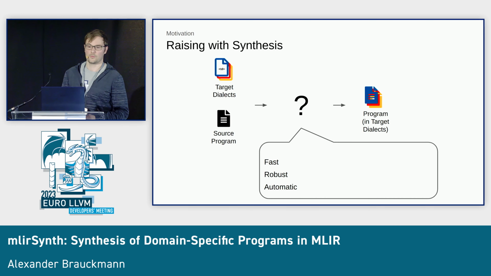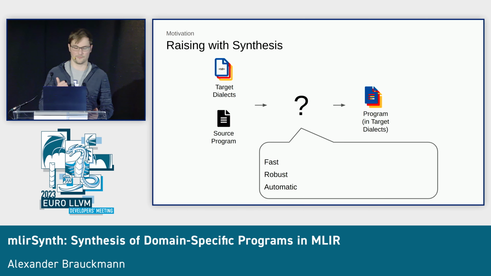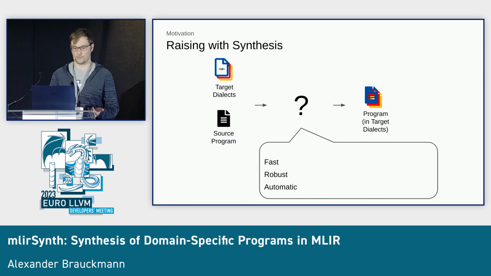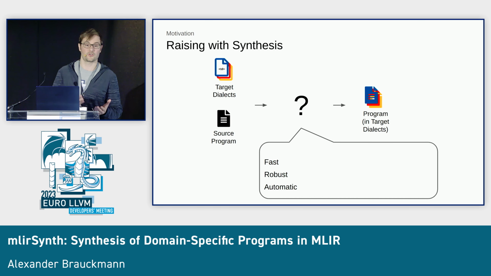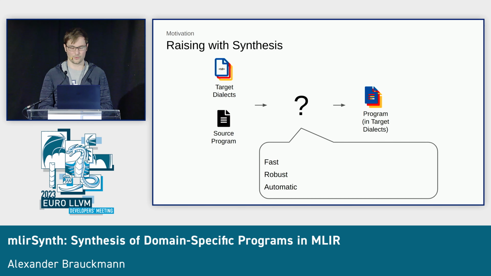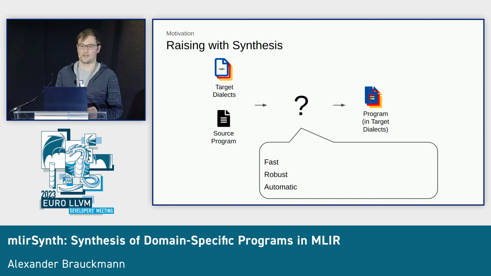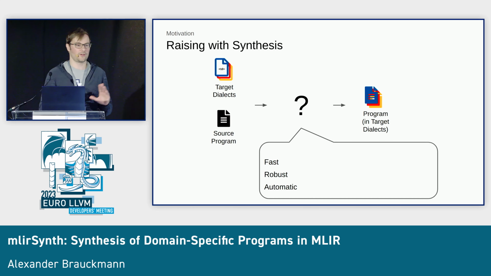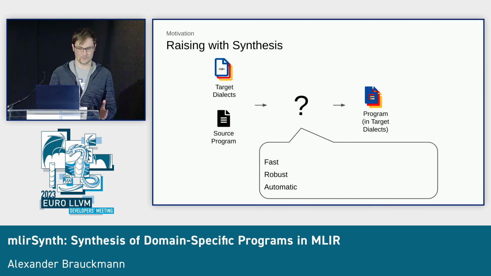The requirements we have on such approaches are that they are fast and that they are robust. Robust means they don't just match canonical forms of loops, but also match closer to the semantics and less on the syntax. And they also should be automatic. So we don't want to write rules for every operation and for every dialect, because we would end up with a huge amount of raising rules.